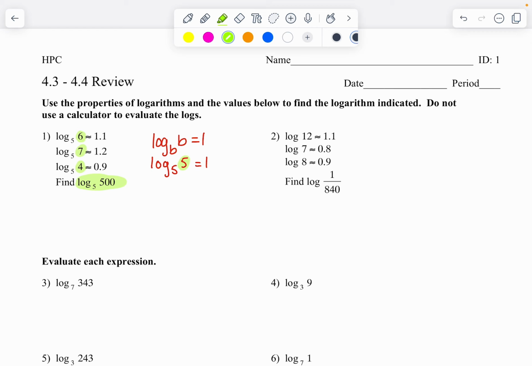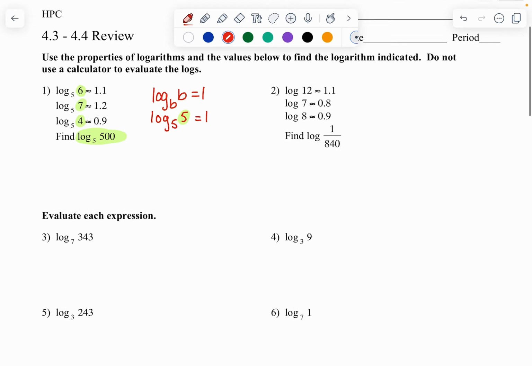If you have something raised to a power, remember that becomes a coefficient. And if you are using any division, then it can become subtraction. So try and rewrite those.